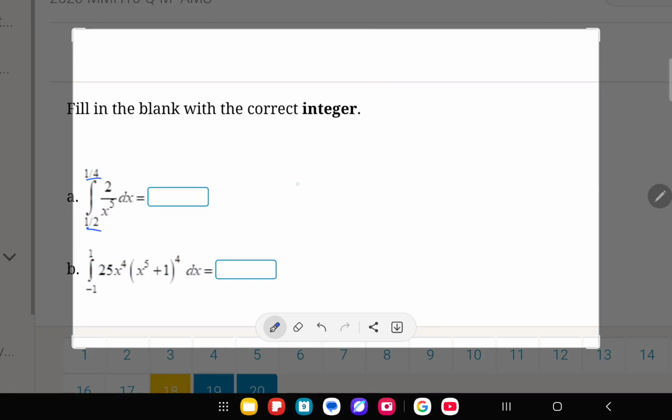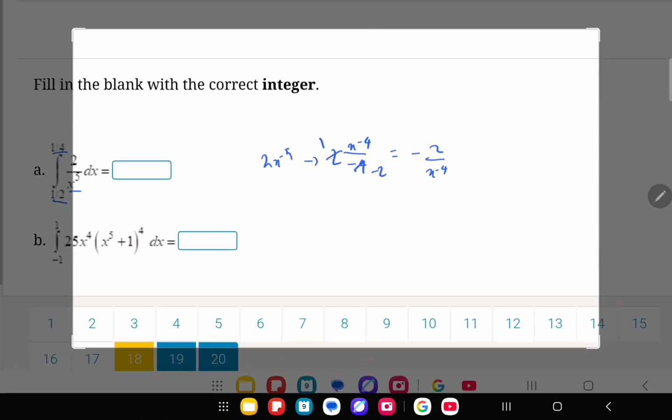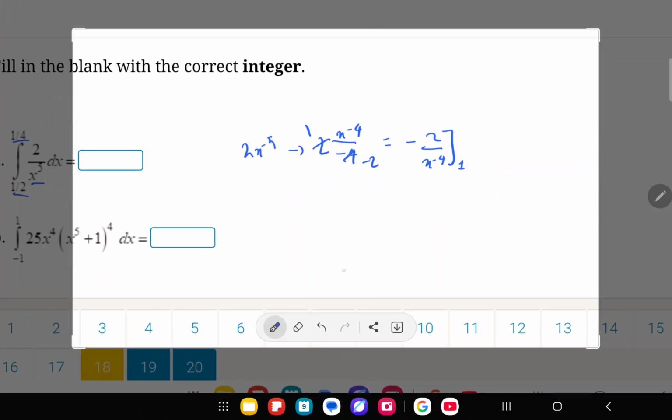So what we'll do here, we'll just first integrate the inside, which is 2x minus 5, and then we'll integrate it. We get 2x minus 4 over minus 4, and you get minus 2 over x minus 4. You substitute then from the ranging values from 1 over 4 to 1 over 2 to 1 over 4.